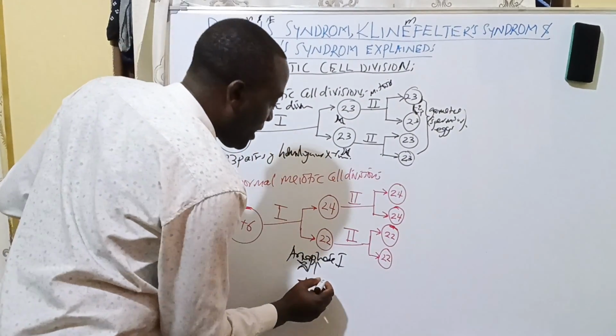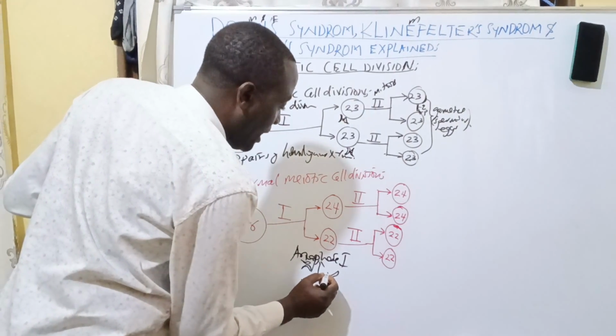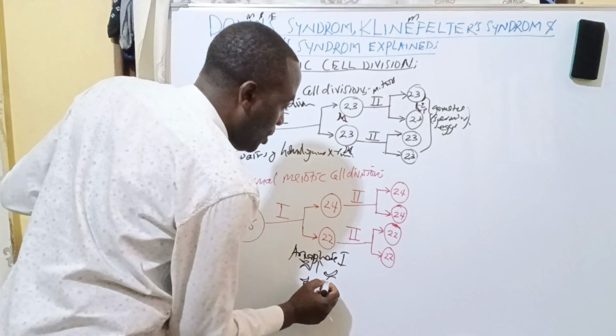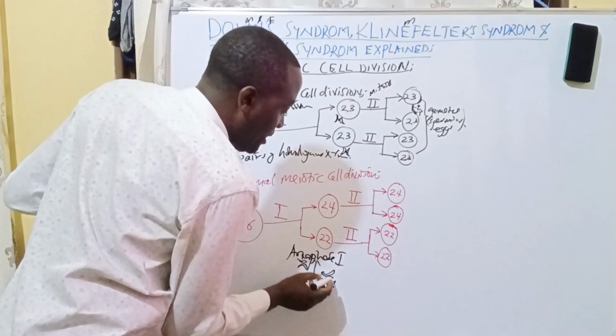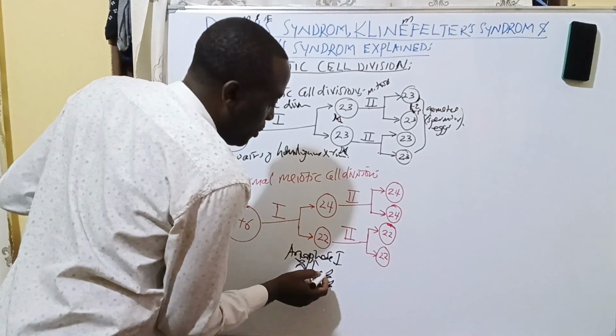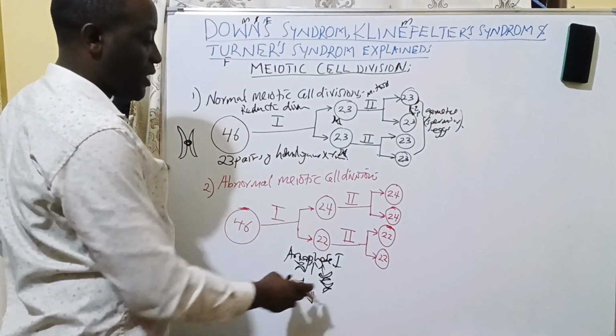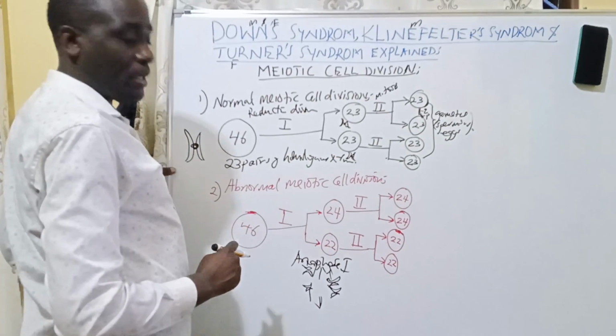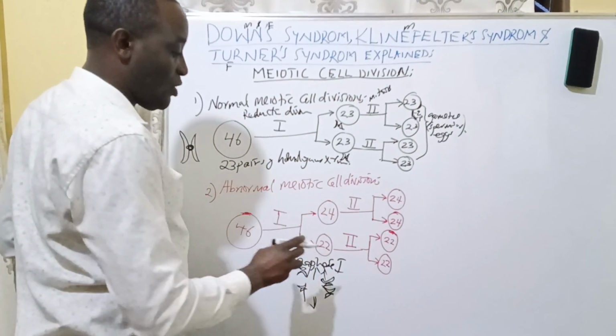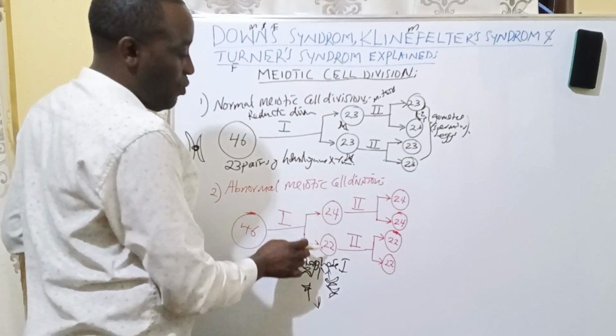Now what happens is some homologous pair of chromosomes fails to separate. That pair of chromosomes will be taken to one of the poles without separating. The other one will separate well, but one of the pair fails to separate. That one is very important to note. So one takes more, one less.